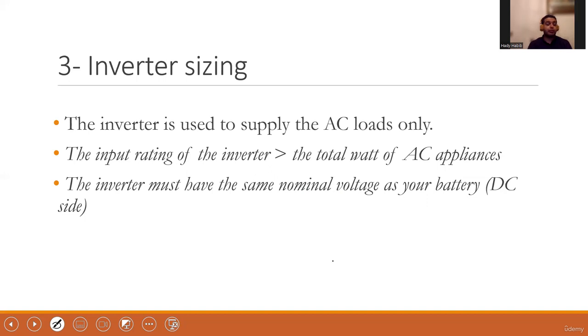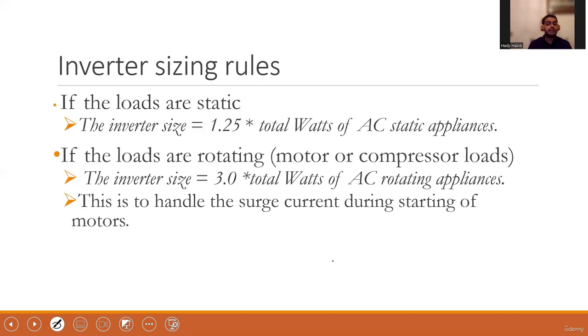For the inverter, you need the input of the inverter to be greater than the total watt of the AC appliances. The inverter must have the same nominal voltage as your battery DC side. So we will know what the voltage of the battery is that we are going to use in the next step. But in this step, we have to select the power of the inverter needed.